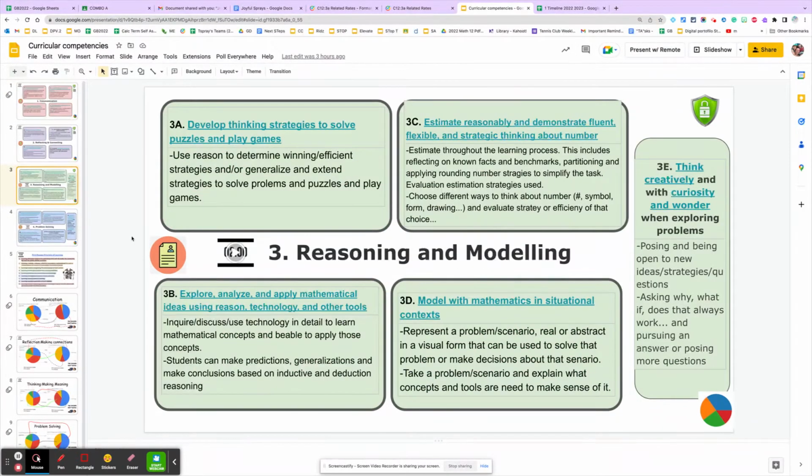We're also going to look at 3D over here, that you can model mathematical situations. So you're going to be able to represent a problem or a scenario, real, and this one is real, in a visual form that can be used to solve a problem. Okay. We also are going to maybe want to be able to explain why we're using the tools that we're using.